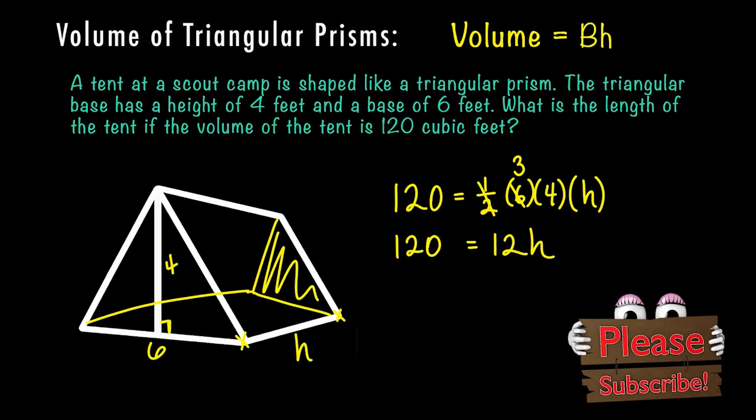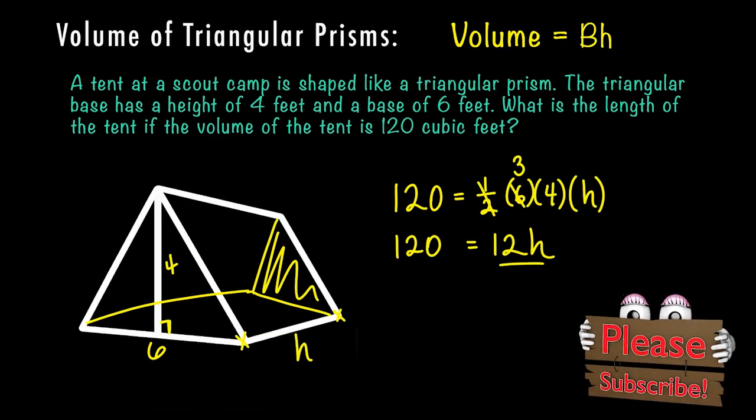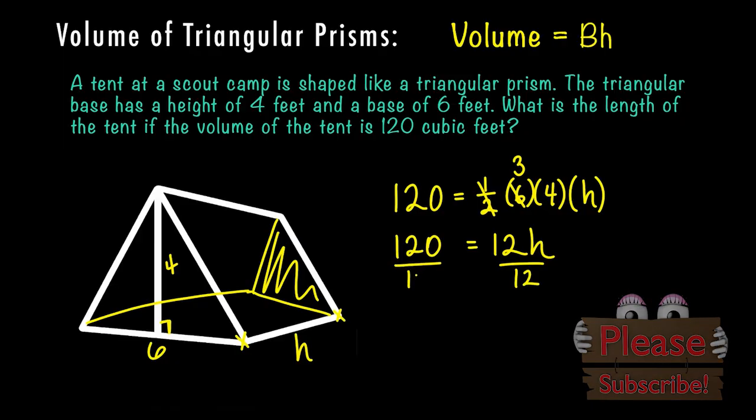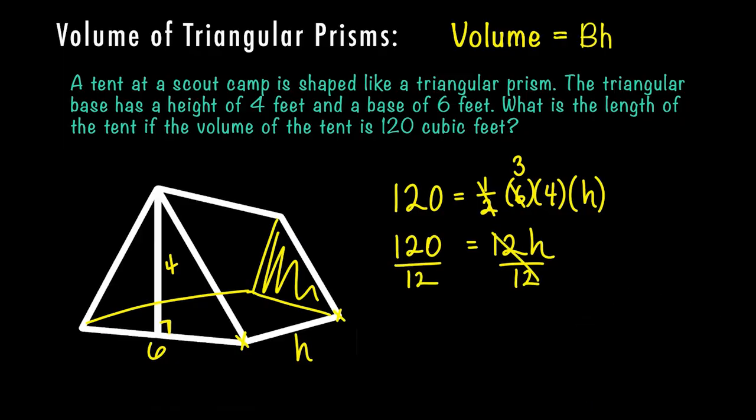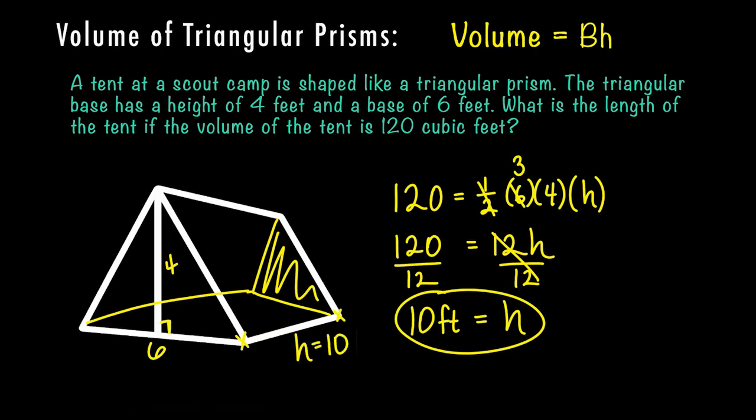And then the last thing I want to do is divide by 12. So I'm going to divide both sides by 12. So I know 12 divided by 12 leaves me with an H, and 120 divided by 12 is 10. And this one is labeled feet, because I'm just looking for the height, one dimension. If they wanted me to find the volume, then it would be cubed. But the height of this tent, or in this case, the length of the tent, is 10 feet.